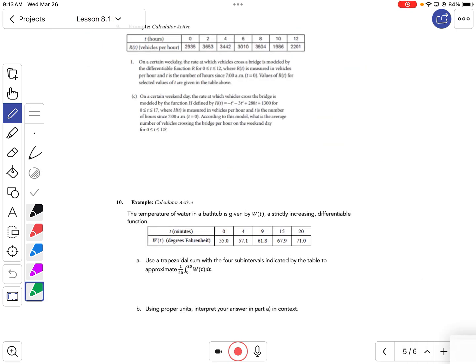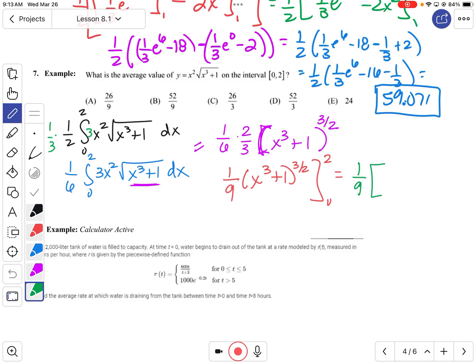If I plug in 2, 2 cubed would be 8, plus 1 would be 9 to the 3/2. Minus, if I plug in 0, 0 cubed would be 0, plus 1 to the 3/2. Okay, what does it mean for something to be to the 3/2 power?